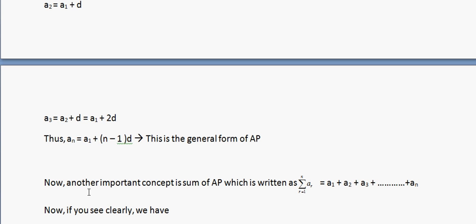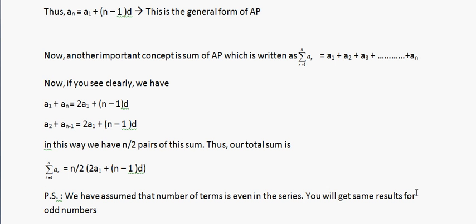Another important concept is the sum of terms of an AP, which is denoted by sigma r varies from 1 to n of Ar, which means A1 plus A2 plus A3 up till An, right? So this is given by n by 2 whole multiplied by 2 times A1 plus (n minus 1) into D, right? So this is a very easy derivation. So let's see how it is derived. If you just see, A1 plus An is equal to 2A1 plus (n minus 1) into D.